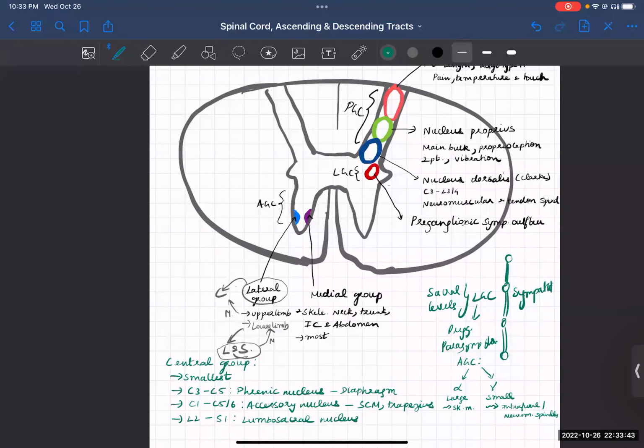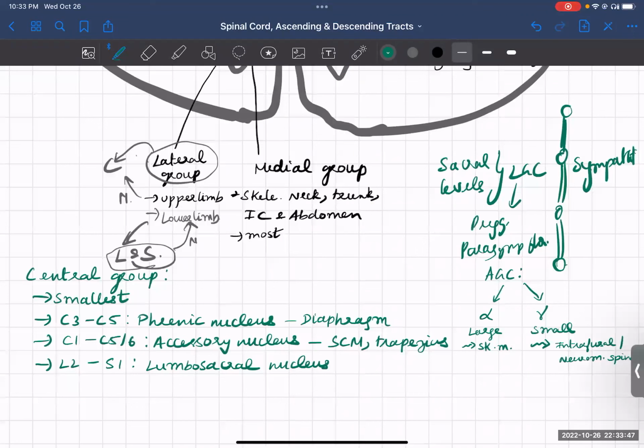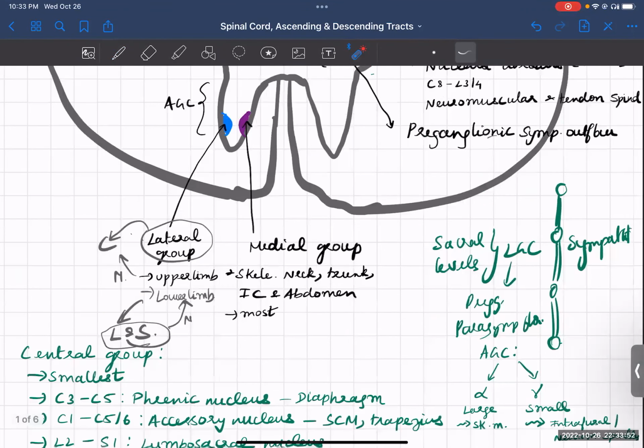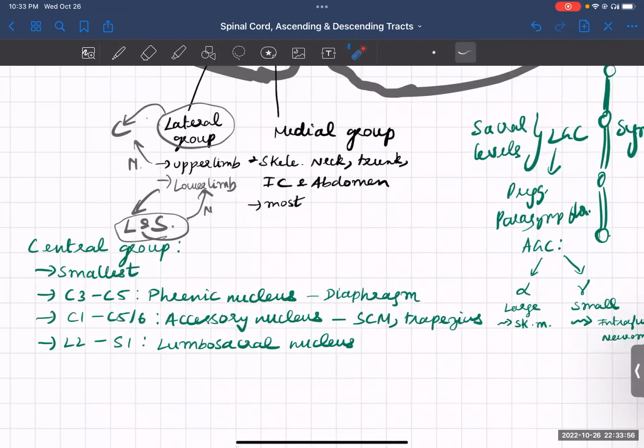So this covers our spinal cord gray matter. Apart from this, I told you about the central group, right? Here are some facts about the central group. It is the smallest group of nuclei present in your anterior gray column. And what does it do? Central group nuclei from C3 to C5 form your phrenic nucleus, which supplies your diaphragm muscle. Now, C1 to C5 or C6 forms your accessory nucleus, which supplies your sternocleidomastoid and trapezius muscles.